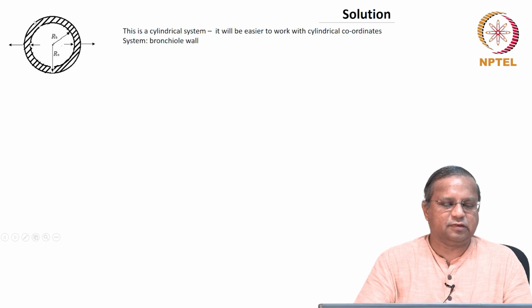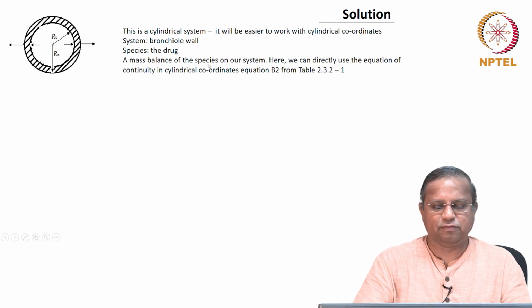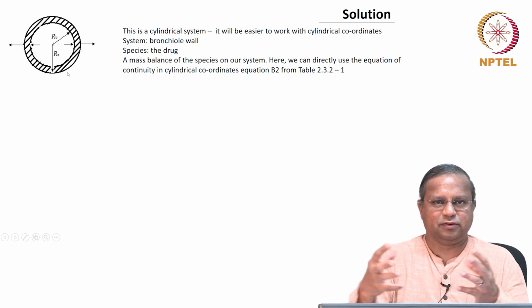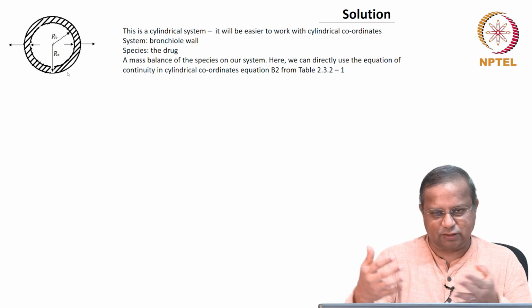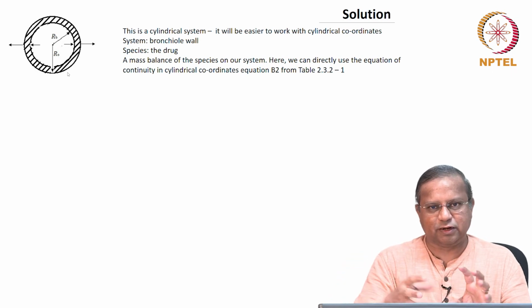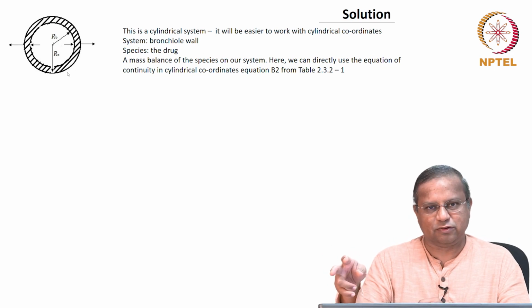So the system is the bronchial wall, which is already hashed here. The species is the drug that transfers from here to here. And let us write a mass balance of the species on our system. Our system is the bronchial wall. Here we have already gone through the pain. We have derived something that can be directly applied, in a form for the cylindrical coordinate system, in the table that was given to you earlier. Hopefully you have made a copy of that table.